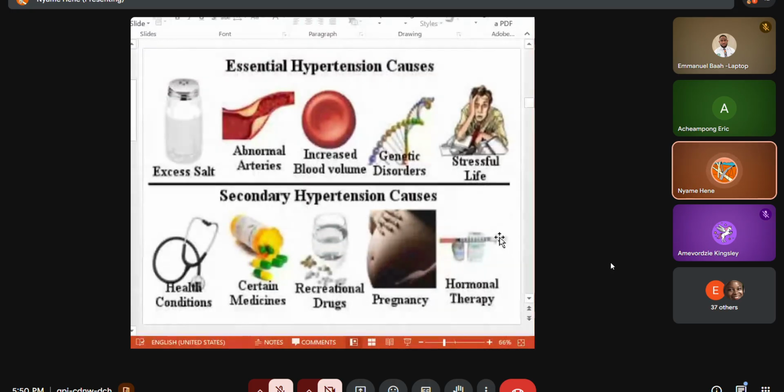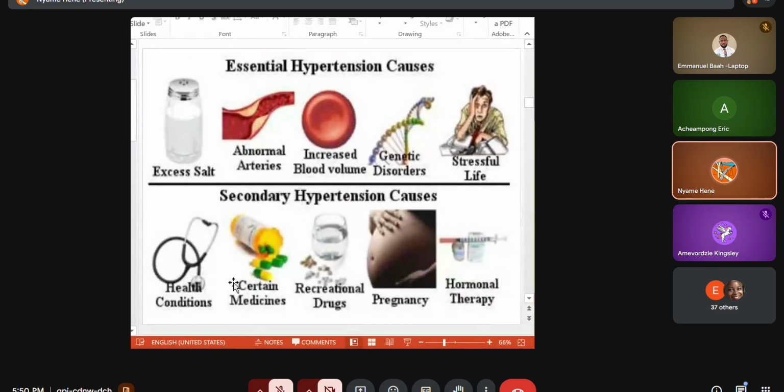We have secondary hypertension. We have secondary to hormonal therapy; some people on hormonal therapy get it. Some is secondary to pregnancy. If the person is not pregnant, he wouldn't have got hypertension, and after the pregnancy, the person gets fine. Recreational drugs: someone is on cocaine and the BP is going up; if the person stops, the BP gets better. So the BP is secondary to something. Certain medicines will make your BP go up, so when you stop taking them, your BP gets better.